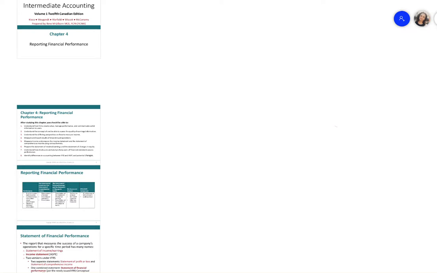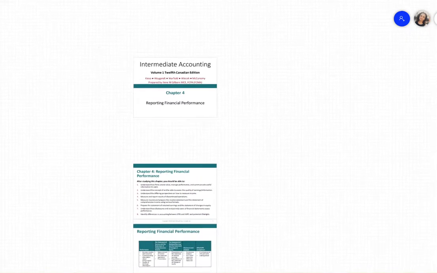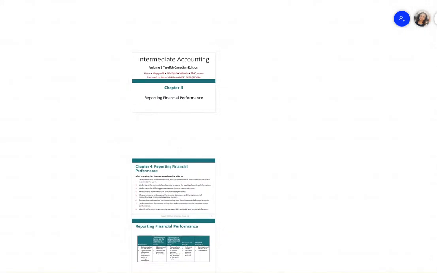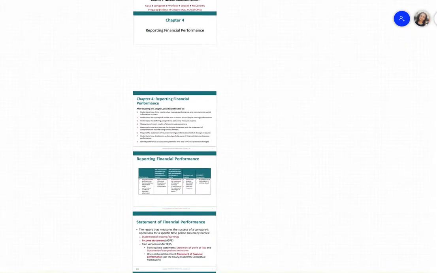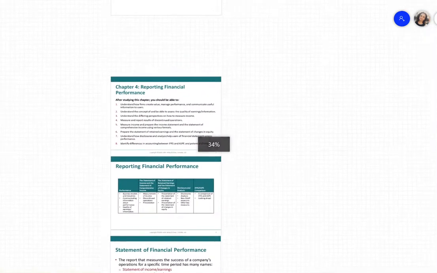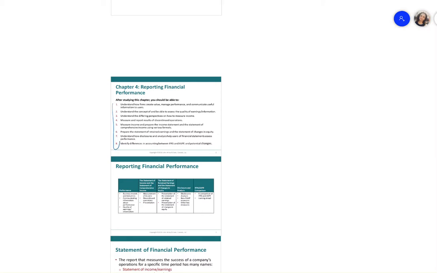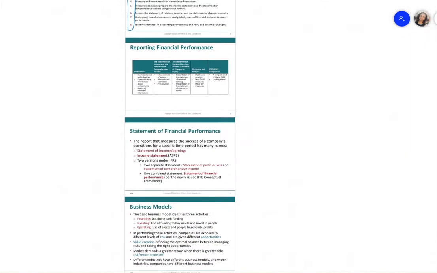Today's recording will be on chapter 4. Chapter 4 is reporting financial performance. So that's the topic today. After we finish this chapter, we should be able to understand these three concepts that we are going to learn in this chapter. So we're starting with the statement of financial performance.